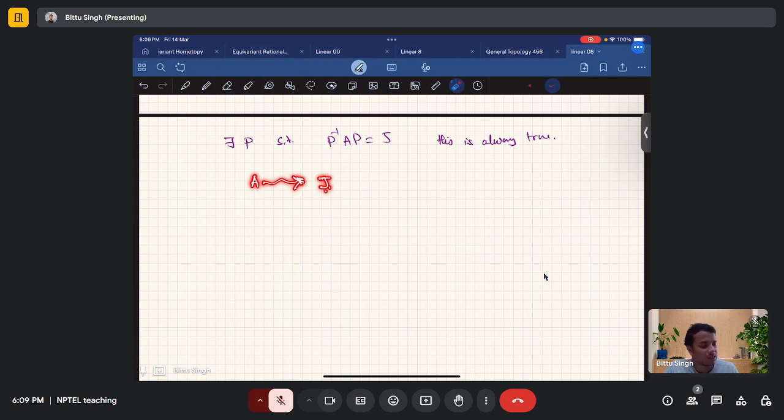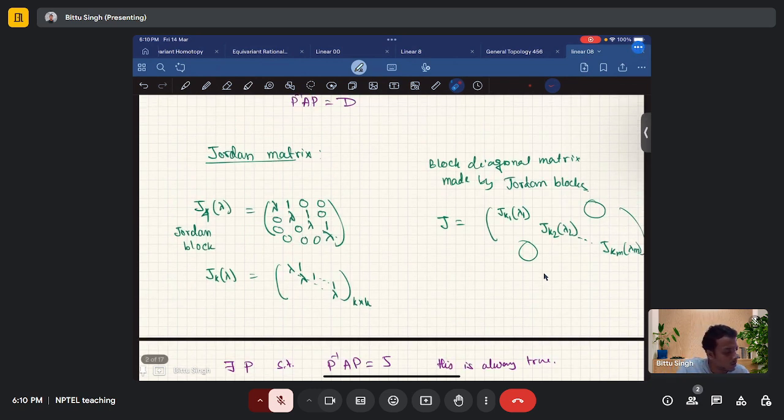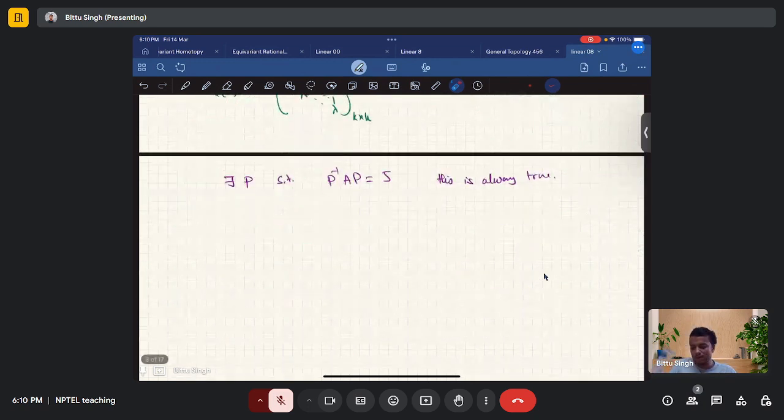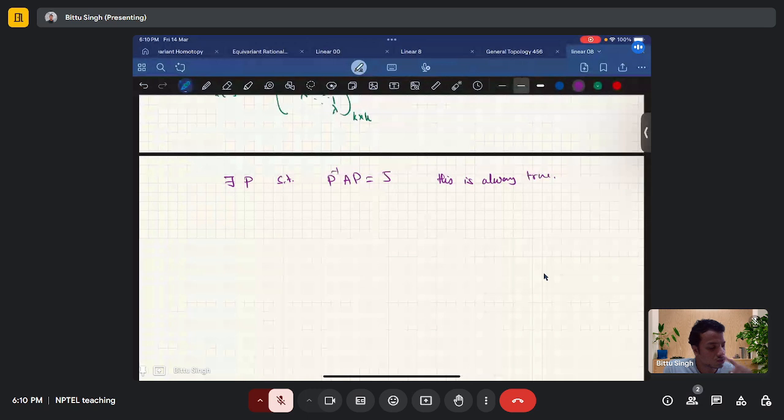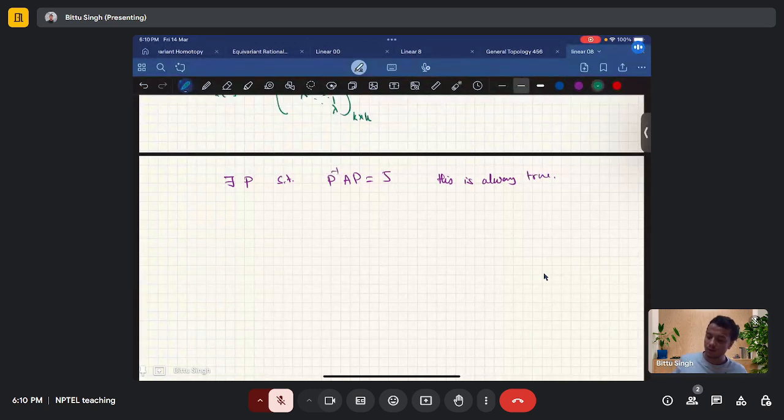That form is unique up to some rearrangement, because those blocks can be interchanged in some cases. So this Jordan canonical form J is unique up to rearrangement for every matrix. And what properties can be obtained from this Jordan canonical form?